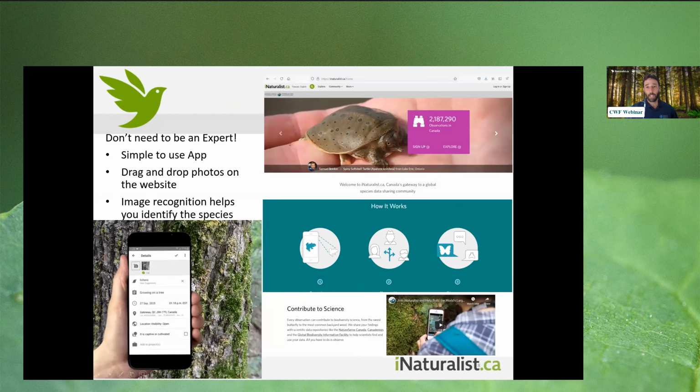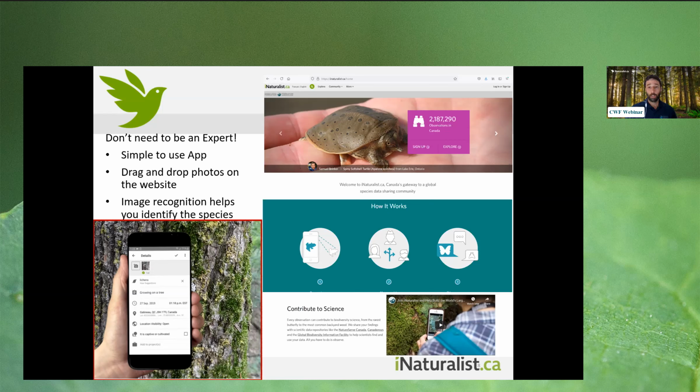So a big takeaway with iNaturalist is that you don't need to be an expert to contribute. If you can take a picture, you can contribute to conservation. That's the very simple end goal of iNaturalist: anybody can take part, and you don't need to be an expert. And the reason for this is there's a very simple to use app, very intuitive. It accesses your camera to take a photo. It automatically records the date and your location and allows you to add any notes about it.